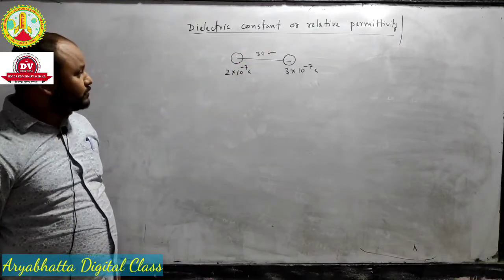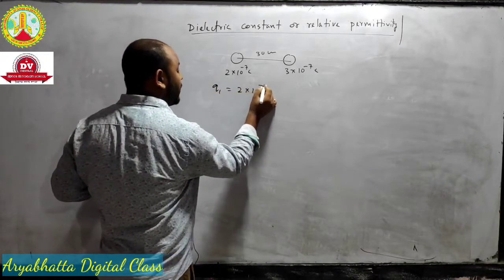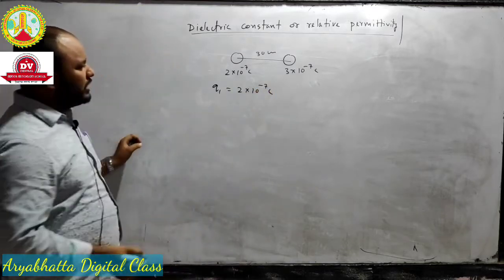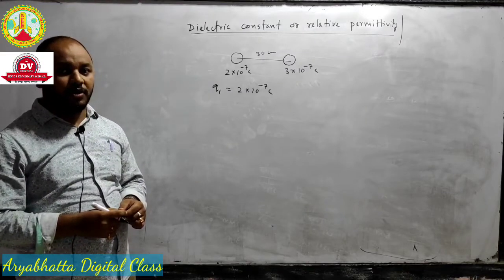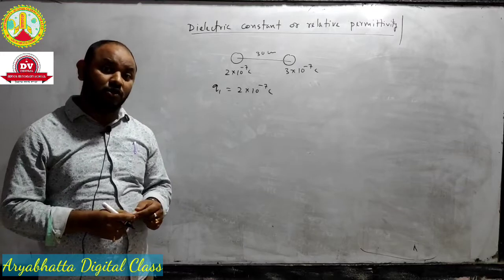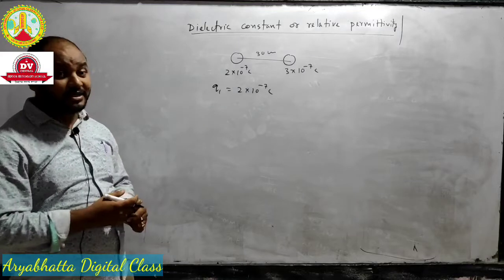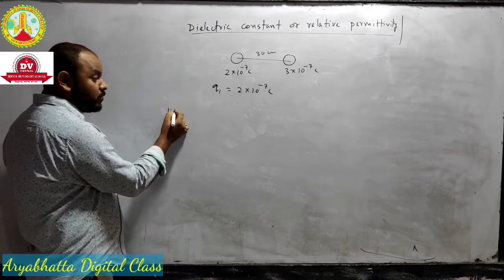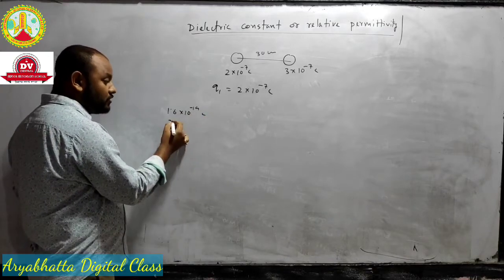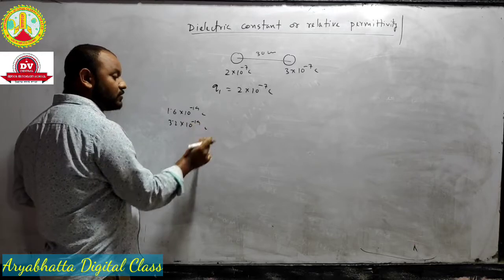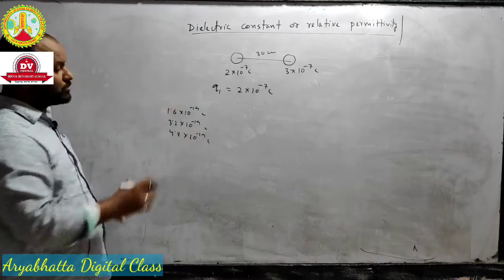Okay, so what is the value of Q1? Q1 is 2 into 10 to the power minus 7 coulomb. Is this charge possible? Because according to quantization of electric charge, what charges are possible? We have discussed in the last classes what charges are possible. 1.6 into 10 to the power minus 19 coulomb is possible, and the next possible charge is how much? 3.2 into 10 to the power minus 19 coulomb, and 4.8 into 10 to the power minus 19 coulomb. These are the possible charges.